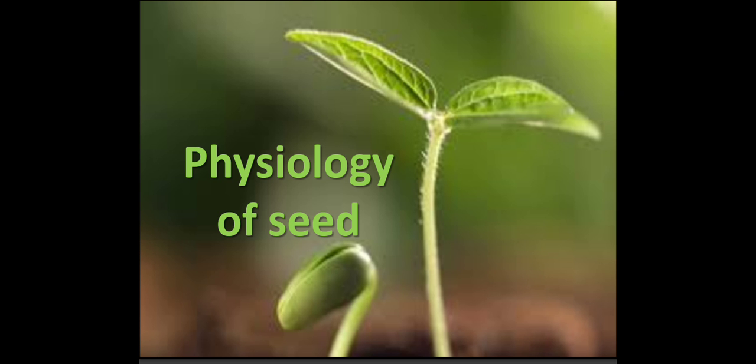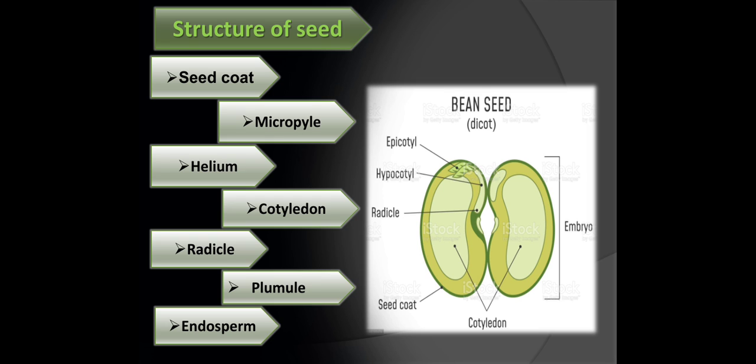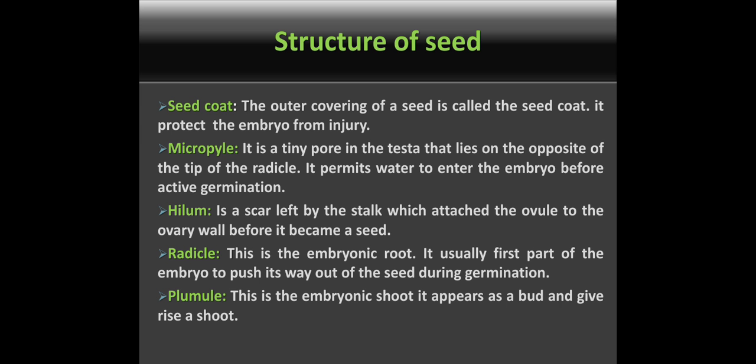Physiology of seed. Structure of seed: seed coat, micropyle, hilum, cotyledon, radicle, plumule, endosperm.